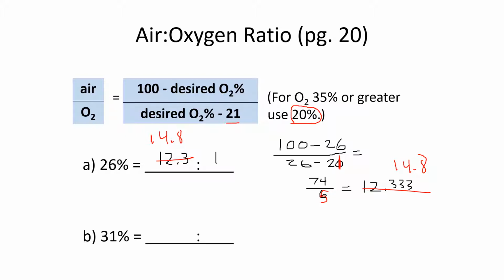All right, 31, we are still under 35, so we got to use 21. Okay, so this time I did it right. I got 100 minus 31 over 31 minus 21, which gives you 69 over 10, which is 6.9 to 1. So you're going to turn on your air oxygen.